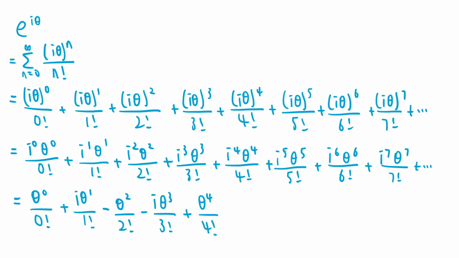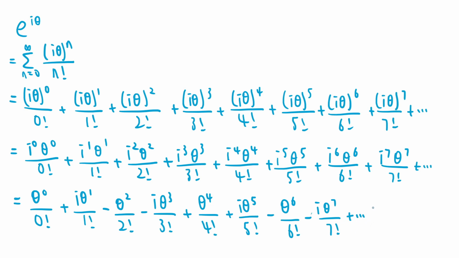i to the power of 5 is equal to i to the power of 1, which is just equal to i. So this term just becomes plus i theta to the power of 5 over 5 factorial. i to the 6 is just i squared, which equals -1, so this is just minus theta to the 6 over 6 factorial. And i to the power of 7 is equal to i cubed, which is equal to -i. So the i to the power of 7 theta to the power of 7 over 7 factorial term just becomes minus i theta to the power of 7 divided by 7 factorial. And the terms will continue because this is a Taylor series with an infinite number of terms.